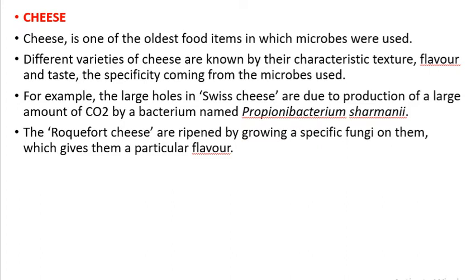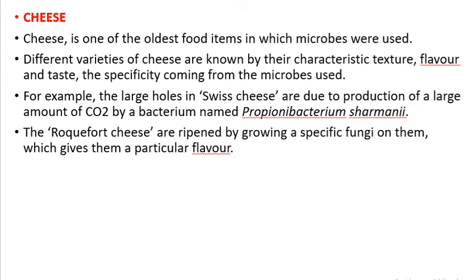So this Propionibacterium shermani is a microorganism which is helpful for the preparation of Swiss cheese. And in this Swiss cheese, we can see large holes. That is because of the release of carbon dioxide gas.